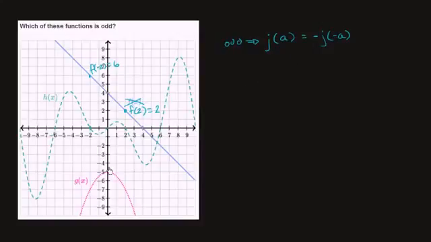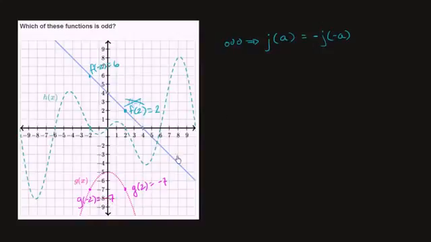Now let's look at g of x. So I could use the same, let's see, when x is equal to 2, we get g of 2 is equal to negative 7. Now let's look at when x is negative 2. So we get g of negative 2 is also equal to negative 7.